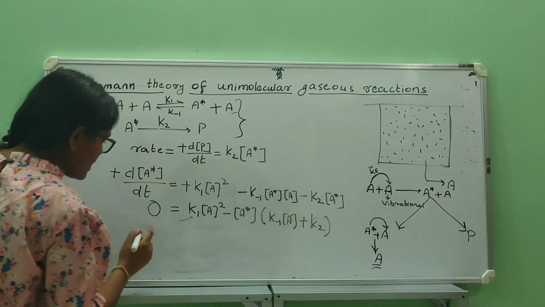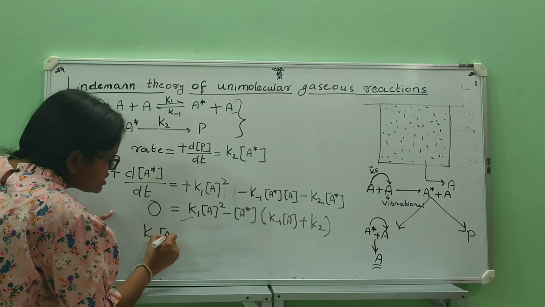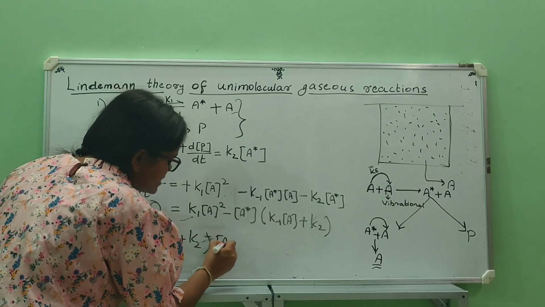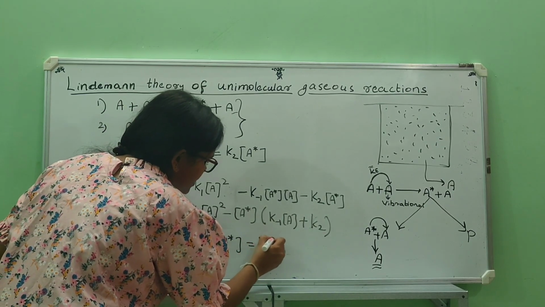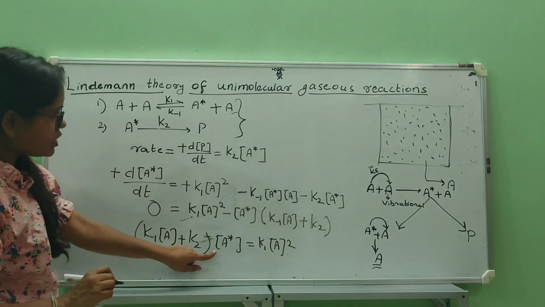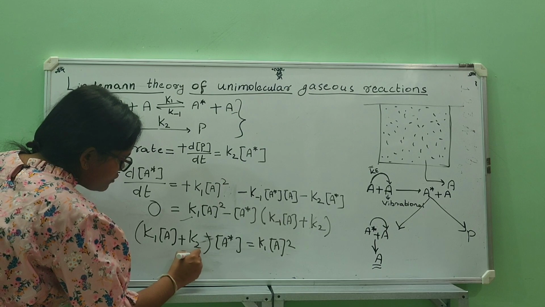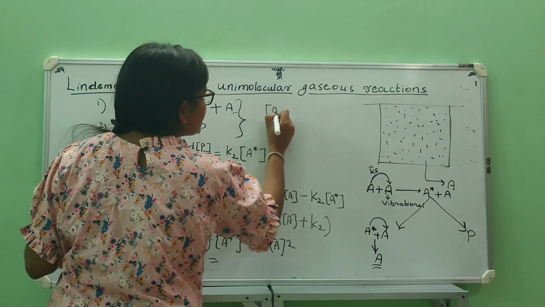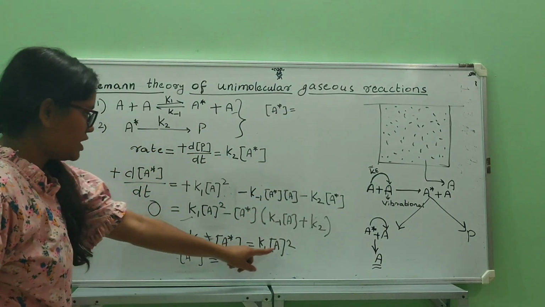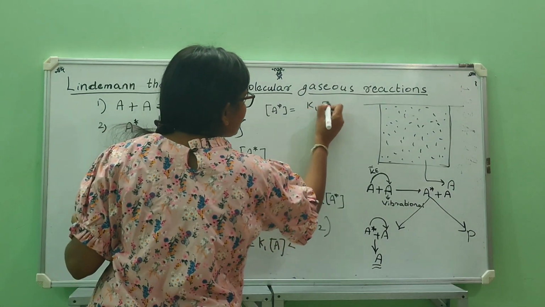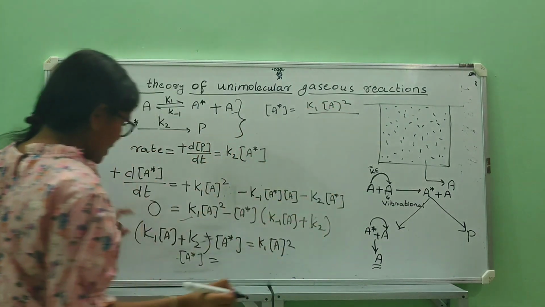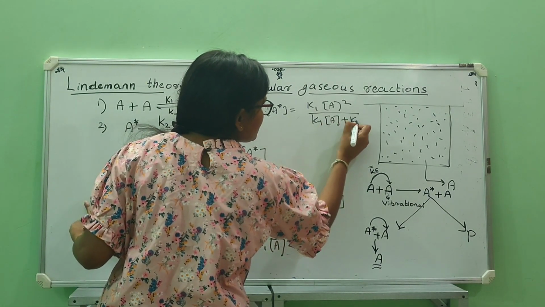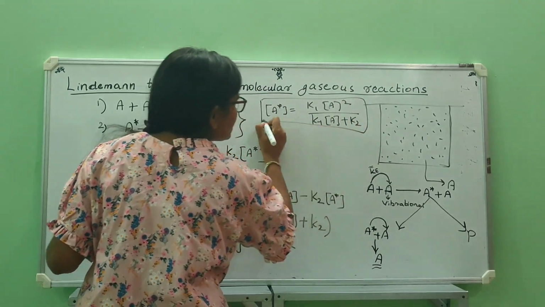So I can send this term to the left hand side and I'll get K minus 1 A plus K2 into A star is equal to K1 A square, right? So what is A star? I can get the value of A star as: A star is equal to K1 A square whole divided by K minus 1 into A plus K2. So this is the equation for the concentration of A star.